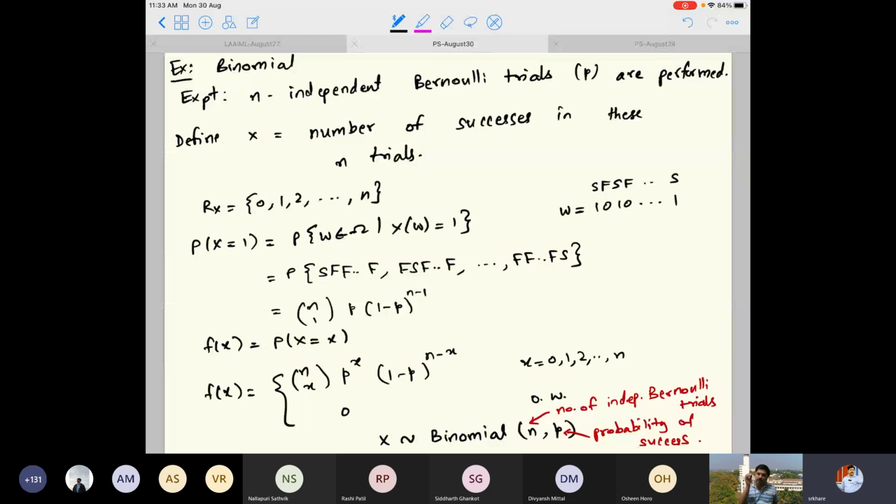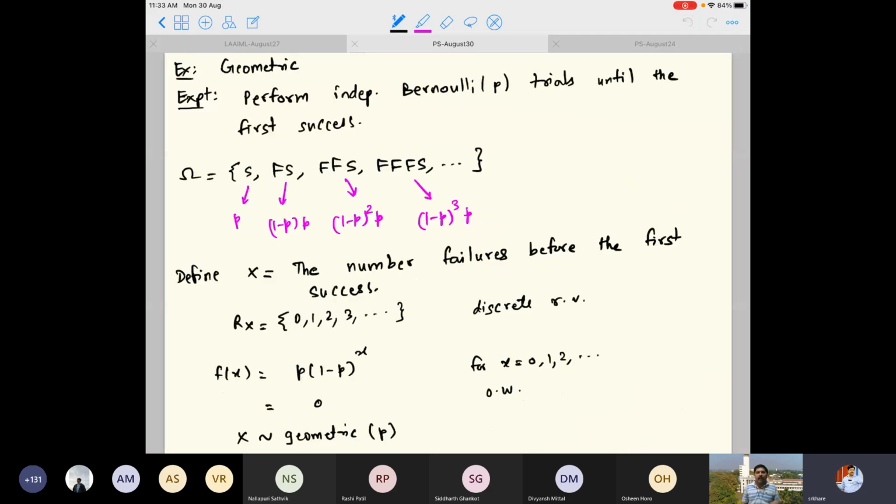You fixed the number of trials, so that becomes one of the parameters. After you fix the number of trials, you count how many successes there are in those trials. That is the random variable, which is the binomial random variable. The name binomial comes because the way you prove that it is a PMF, the binomial expansion is going to be used. And the third thing is the geometric random variable.